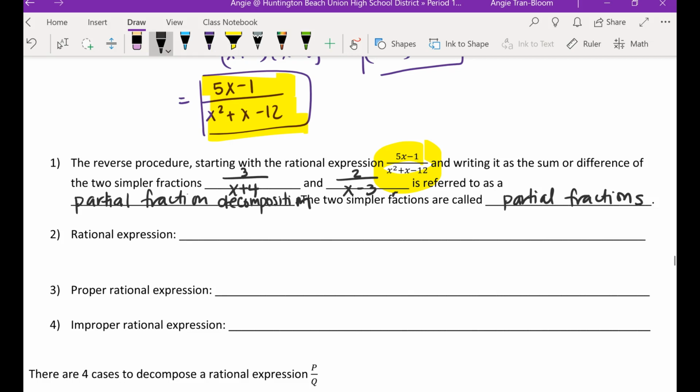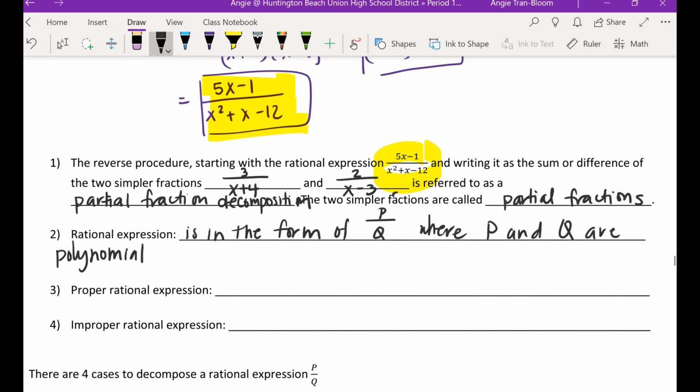Now, number 2, rational expression. Rational has the word ratio in it, so anytime you hear the word rational, think of a fraction. It's in the form of P divided by Q, where P and Q are polynomials. And because Q is in the denominator, Q can never ever be 0.